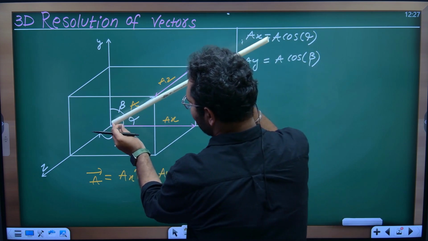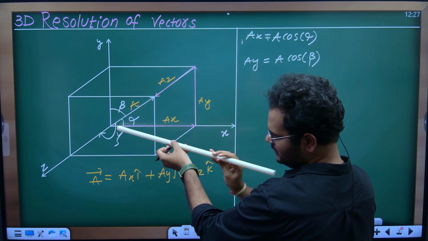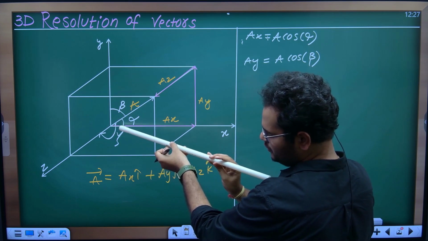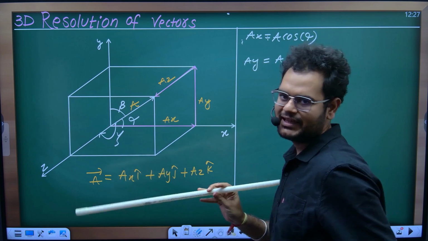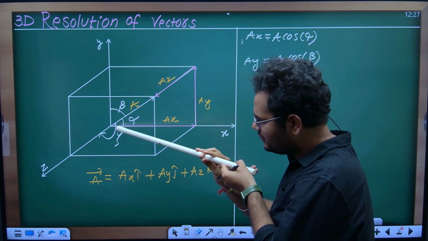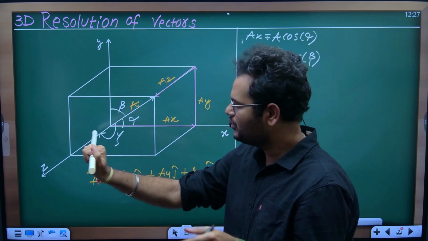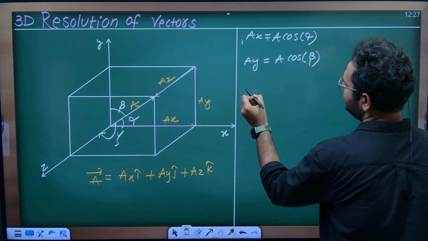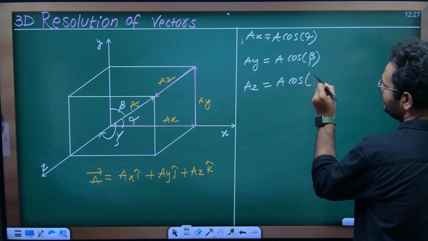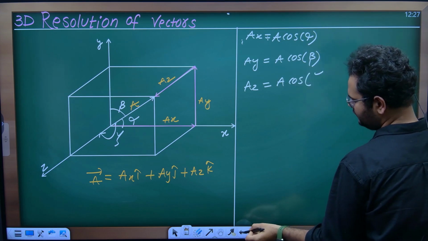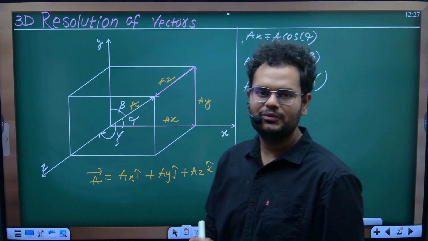See, this is my vector. What you do? You project it in the xz plane. Have you projected this in the xz plane without changing that angle? Okay. So which is that z component? This vector is making angle gamma with the z axis. If it is making angle gamma with the z axis, this component is cos gamma. So I will write Az is equal to A cos gamma. You need to remember this.